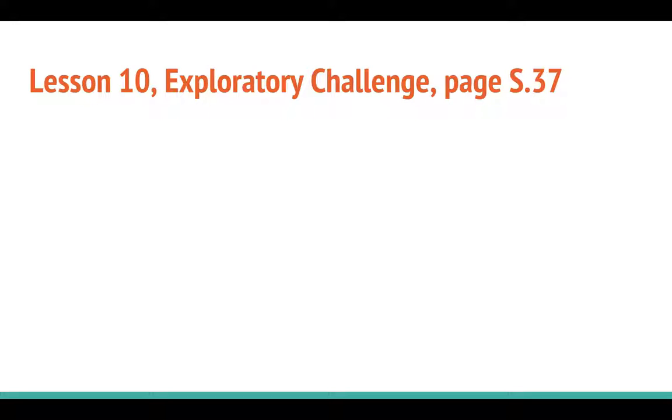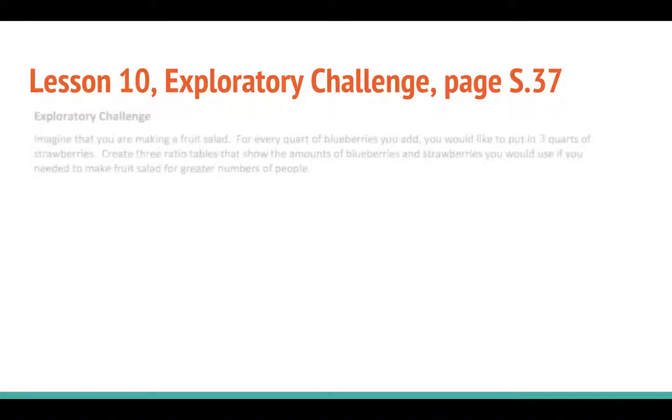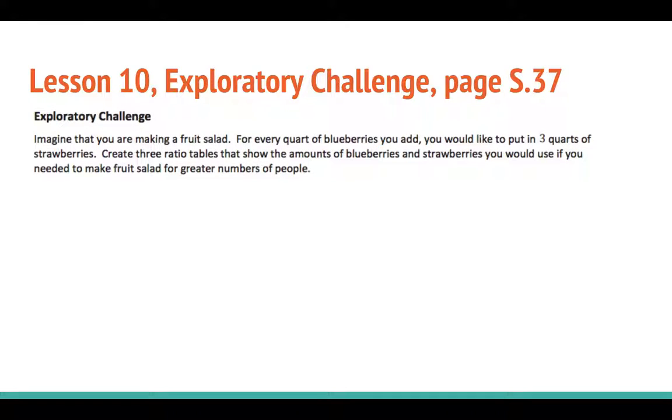Your first exploratory challenge is on page S37, and it reads, imagine that you are making a fruit salad. For every quart of blueberries you add, you would like to put in 3 quarts of strawberries. Create 3 ratio tables that show the amounts of blueberries and strawberries you would use if you needed to make fruit salad for greater numbers of people. Now, your workbook has the 3 tables. You're basically going to fill in the 3 tables.